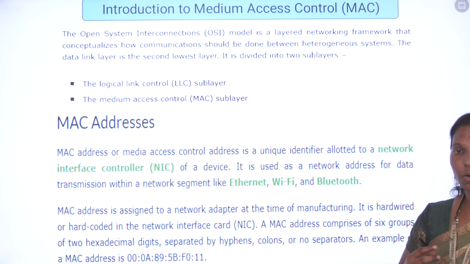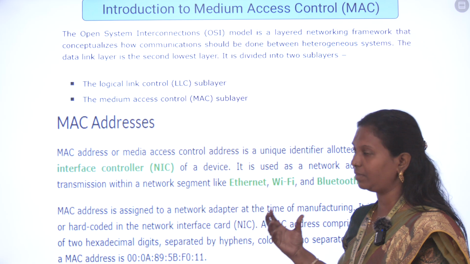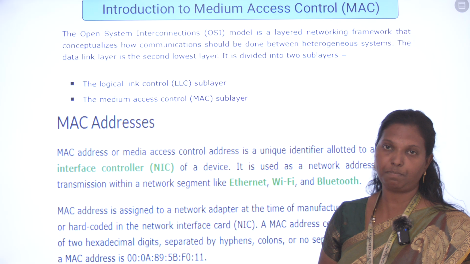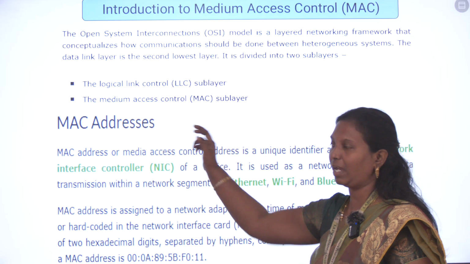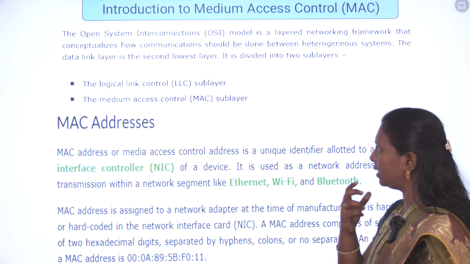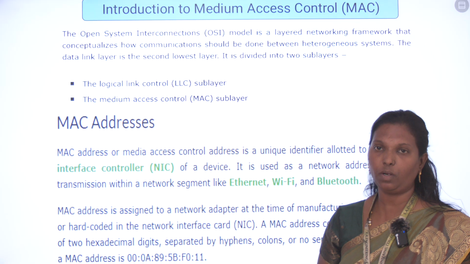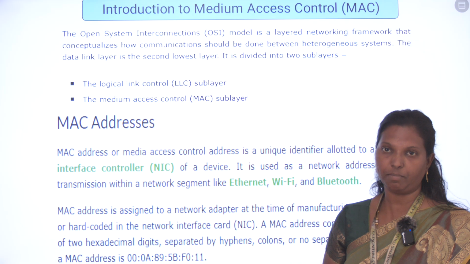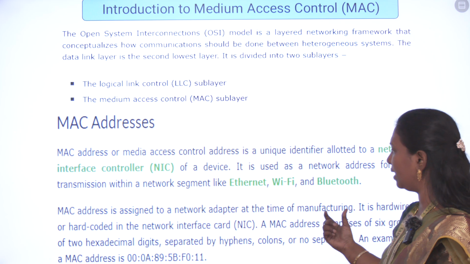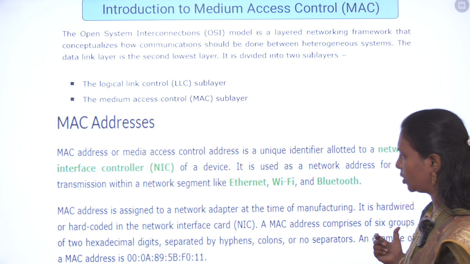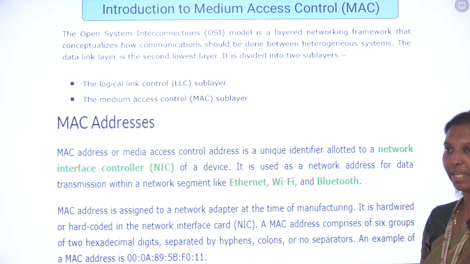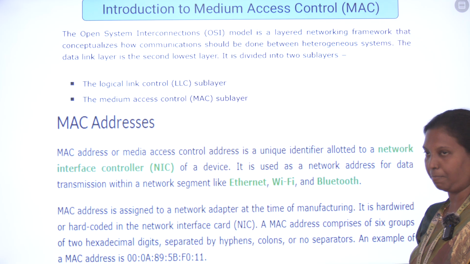So the whole structure of Ethernet or Bluetooth, everything will be enabled with the help of the NIC, and that NIC will have the MAC address. So as you know, the MAC layer and logical link control, all these things will be encompassed with the addressing format. This particular MAC address comprises 6 groups of 2 hexadecimal digits, which are separated by hyphens, colons, and other separators.